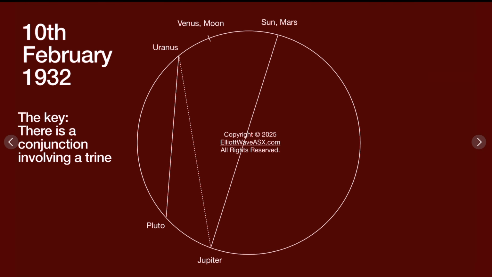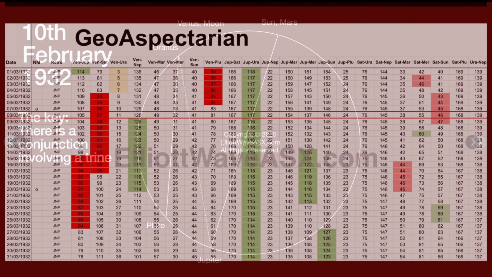Now, looking at a schematic, the key is there's a conjunction involving a trine. Note that Mars, Sun and Jupiter are the key planets and that Venus and the Moon are the next closest planets not involved in the setup.